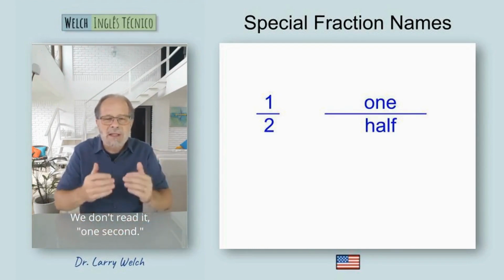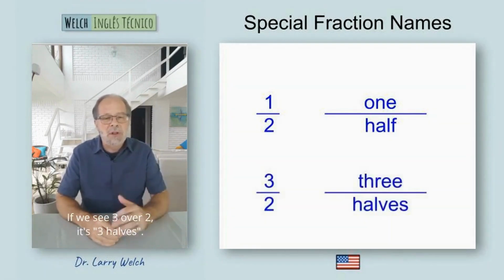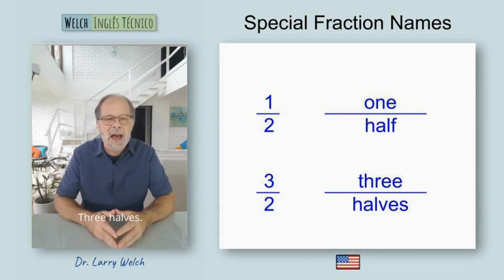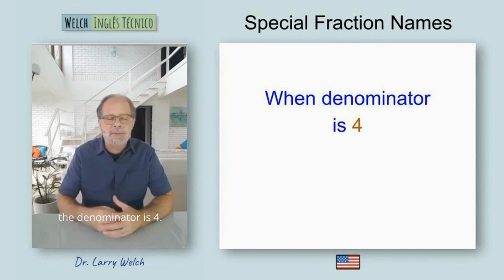So it doesn't follow the pattern. We read it one half. If we see 3 over 2, it's 3 halves. Halves is the plural of half. 3 halves. The other case is when the denominator is 4.